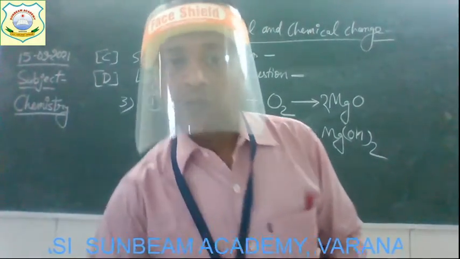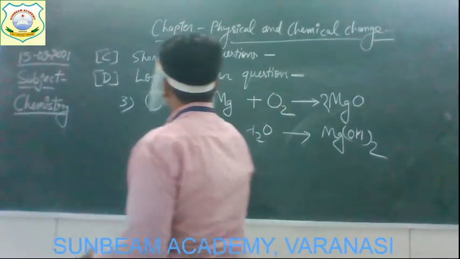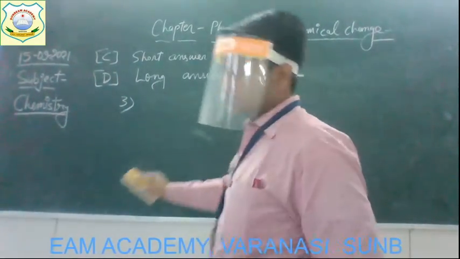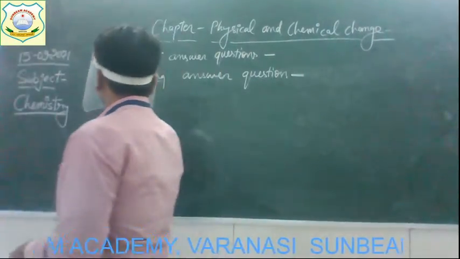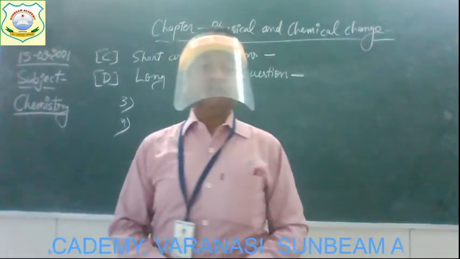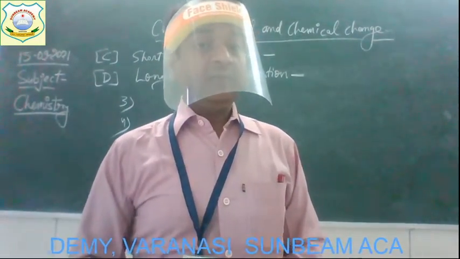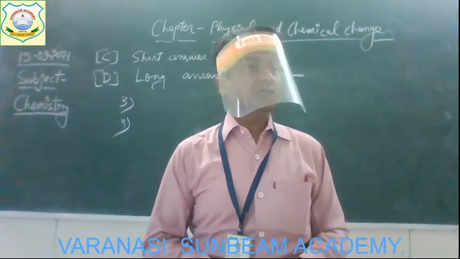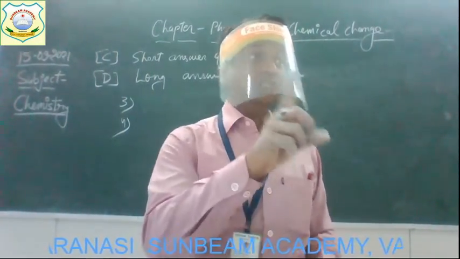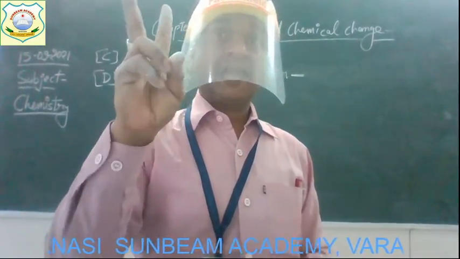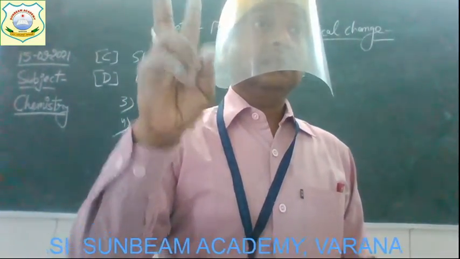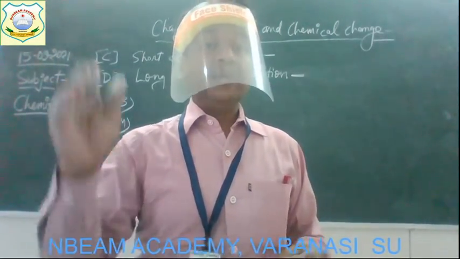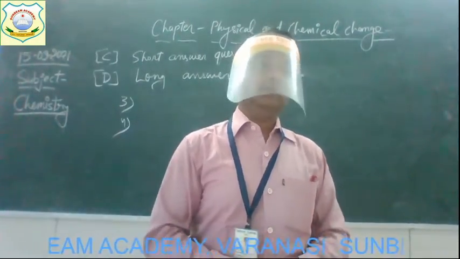Now, come to the next question. Question number 4 is: a decomposition reaction is the opposite of a combination reaction. Decomposition and combination. Remember these two types of chemical reaction. They are both opposite to each other. Okay? So explain with the help of an example.